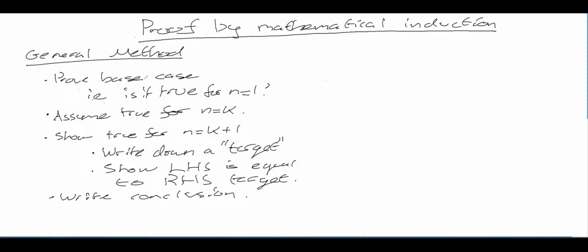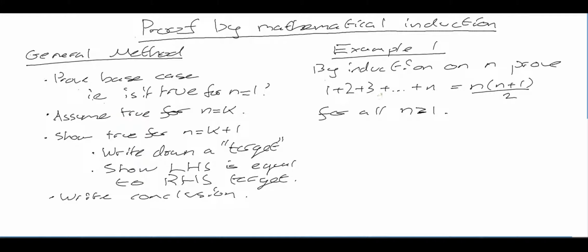Okay, so this is a bit vague and a bit general. What I'm going to do now is show you how you apply this to some examples. So this is my first example. What we've got to do is prove that 1 plus 2 plus 3 plus so on until some value n is equal to n multiplied by n plus 1 divided by 2, for all integers n greater than or equal to 1.